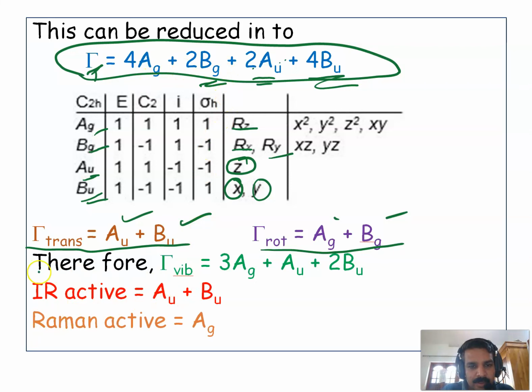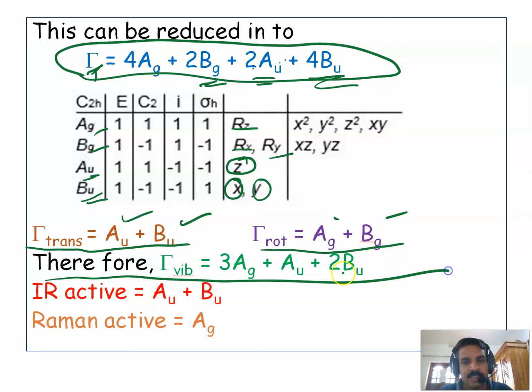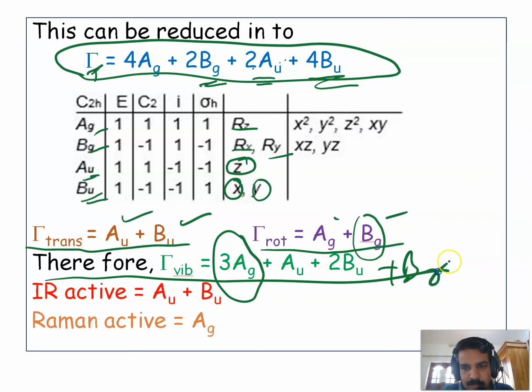Therefore, the gamma vibration is equal to 3 Ag, since 1 Ag is subtracted from 4. From 2 Bg, on subtracting 1 Bg, we get 1 Bg. And from 2 Au, 1 Au is subtracted, therefore 1 Au, and from 4 Bu, 1 Bu is subtracted, therefore it is 3 Bu.